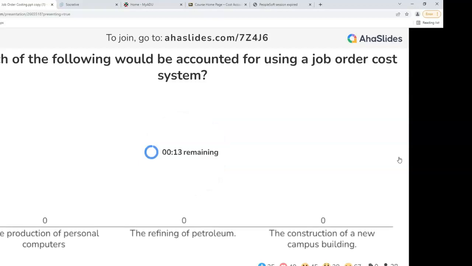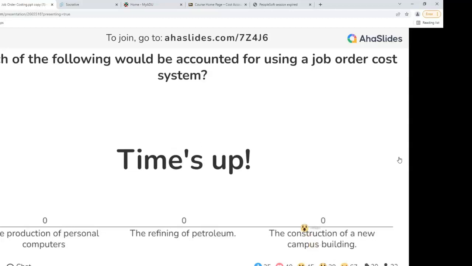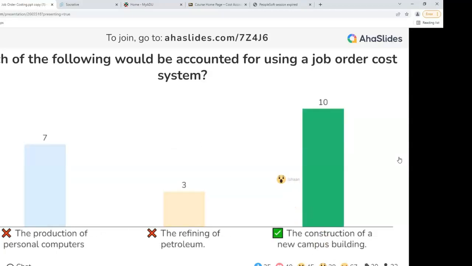Which of the following would be accounted for using a job order costing system? Production of personal computers, refining of oil, or the construction of a campus building? This is job costing. Right. Not the production of personal computers. I went through that example when I talked about Dell. Okay? So you got to identify these.